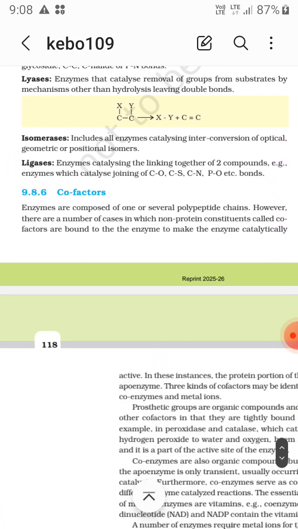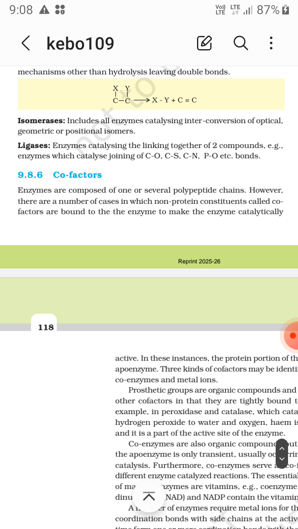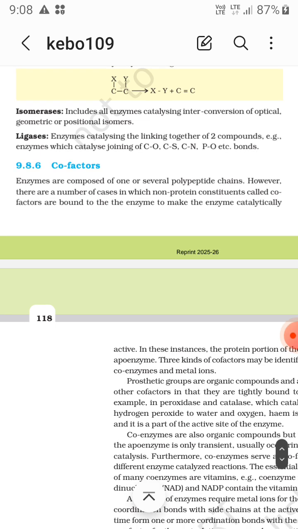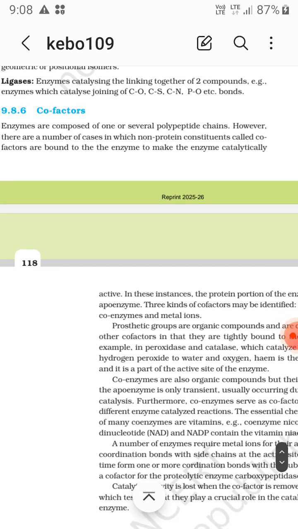Now talking about the cofactor. Enzymes are composed of one or several polypeptide chains. However, there are a number of cases in which non-protein constituents called cofactors are involved. Now cofactors, these are the non-proteinaceous constituents, are bound to the enzyme. Now these are bound to the enzyme to make the enzyme catalytically active.